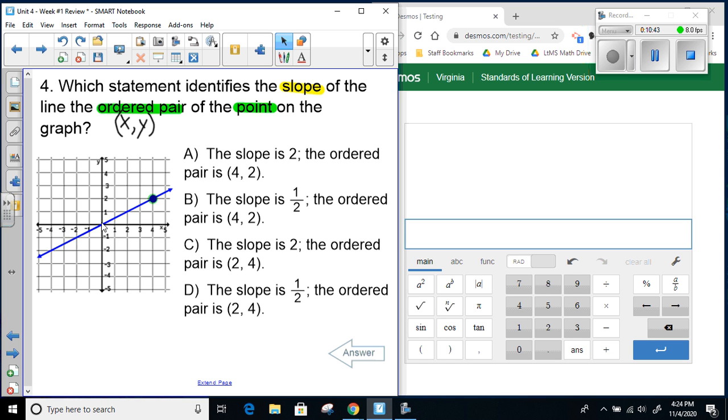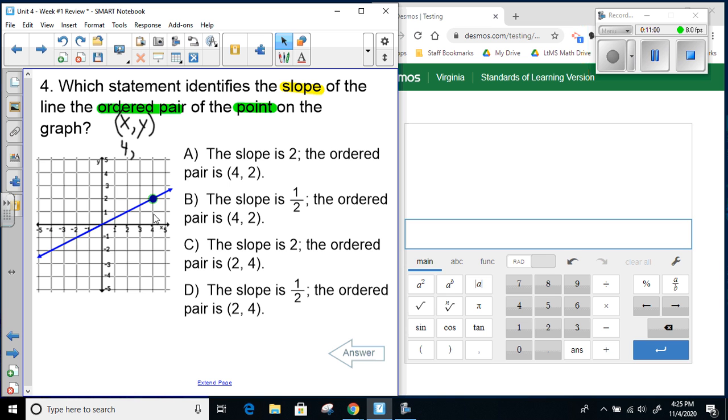So from my origin to get to this point, do I need to go left or right? I need to go right. So let's count how far right we need to go. 1, 2, 3, 4. I went right 4, so my x coordinate is going to be positive 4.